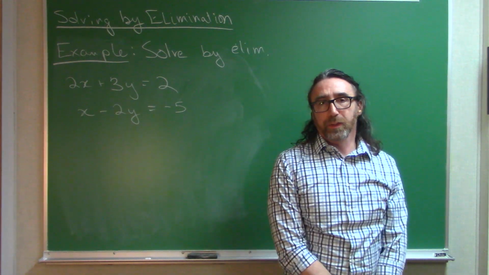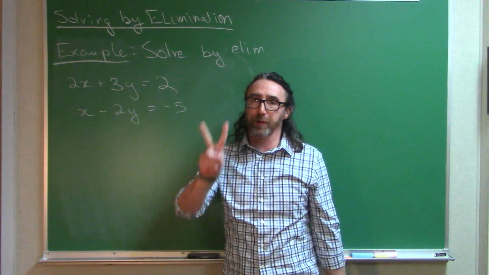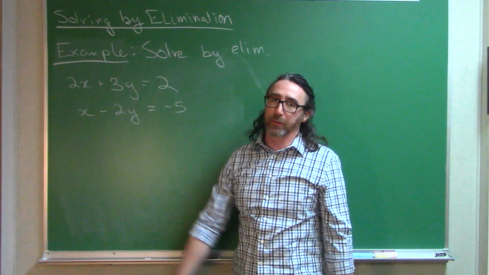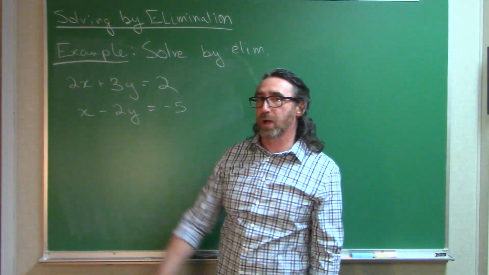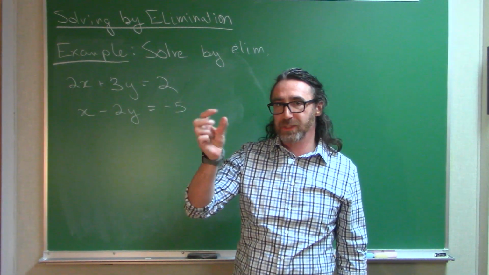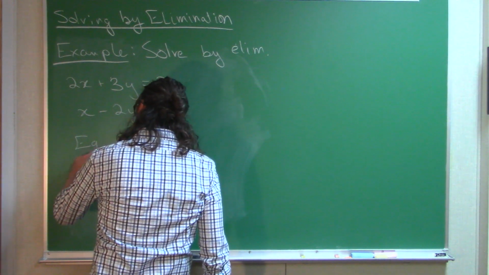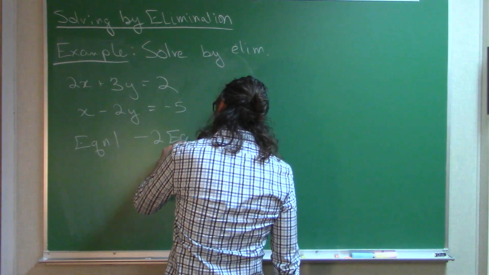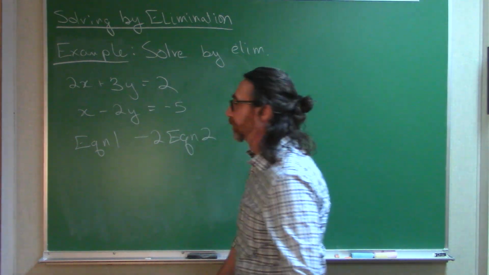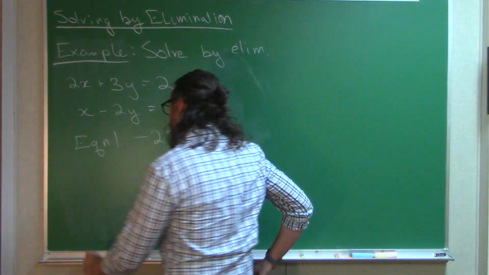First thing I look at is my coefficients of x. I see in equation 1 the coefficient of x is a 2. Down here the coefficient of x is a 1. I want these to match up but have the opposite sign. So I'm going to take equation 1, leave that alone, and do negative 2 times equation 2.